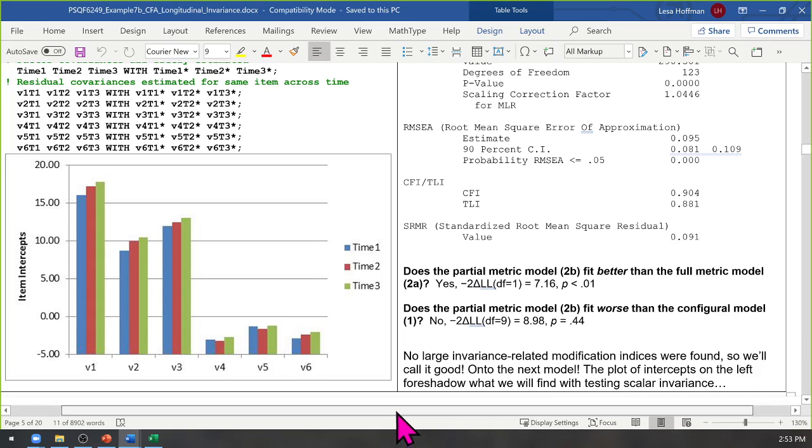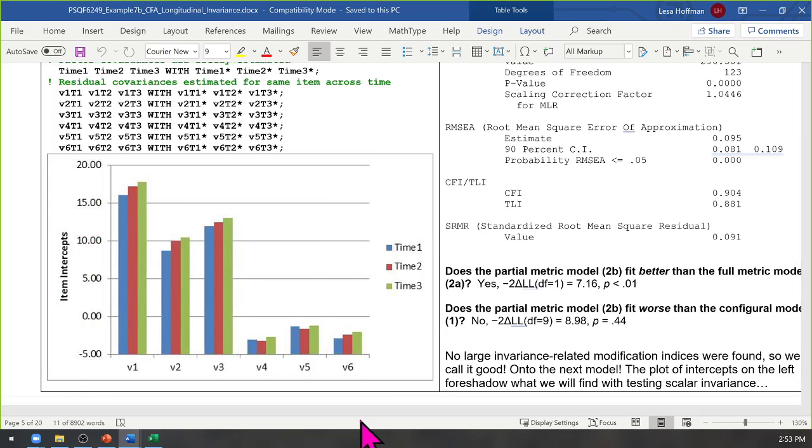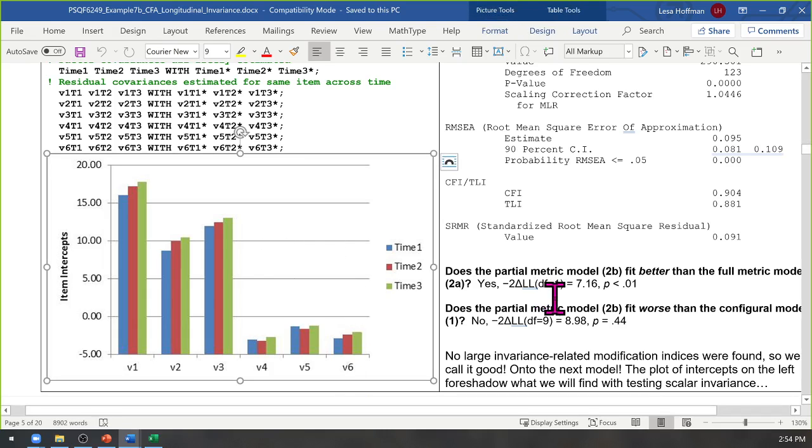And none of the other modification indices were significant. So I went and looked at that list again. None of the other loadings wanted to be different. I call it good. And so I have a picture here foreshadowing what's going to happen next at the intercept stage. So these are the mean differences across items. They're all on a different scale at this point. So it looks like most of the items improve over time except 5. The question we're after is whether or not the factor is the reason for these increases in each item across time.